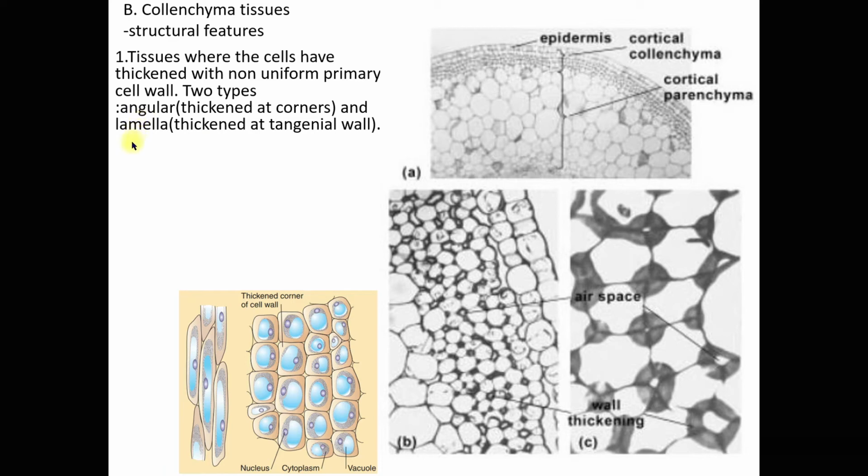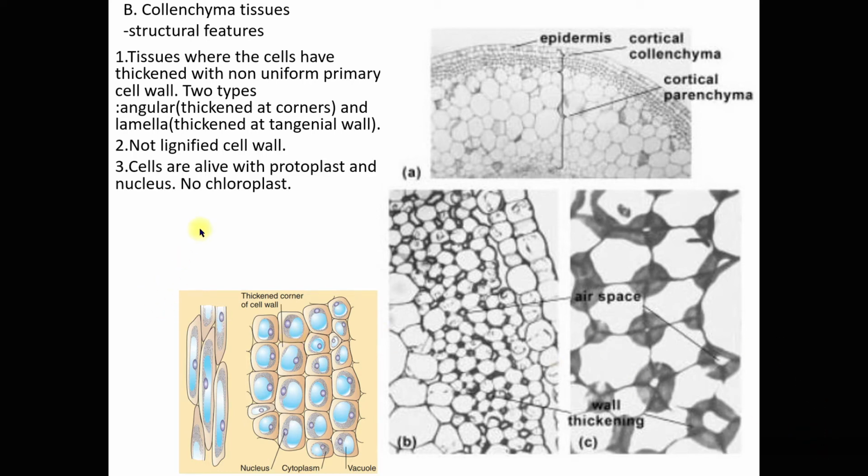Now there are two types of collenchyma cells, angular and lamellar. Angular means the thickening of the primary cell wall is at the corner, and lamellar means the thickening of the primary cell wall is at the tangential wall. Now, how do you differentiate between angular collenchyma tissues and lamellar collenchyma tissues?